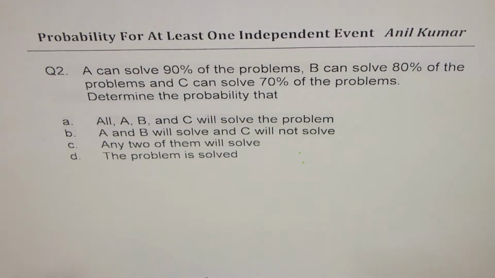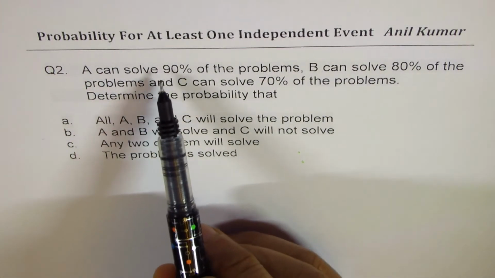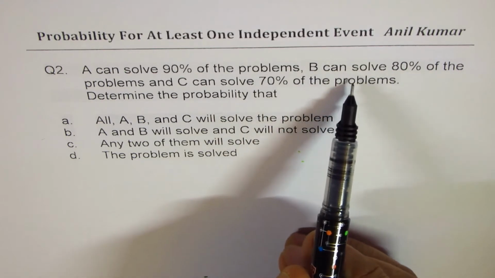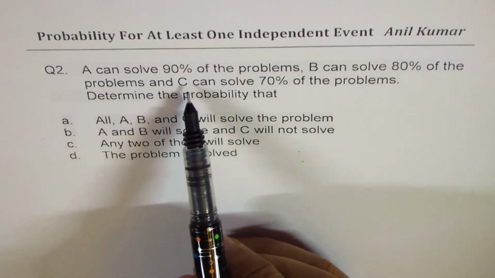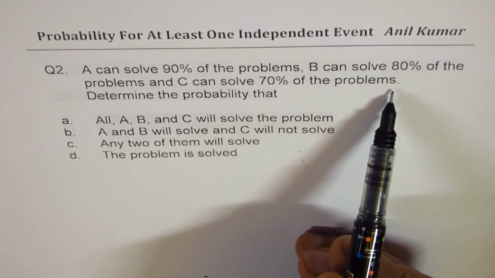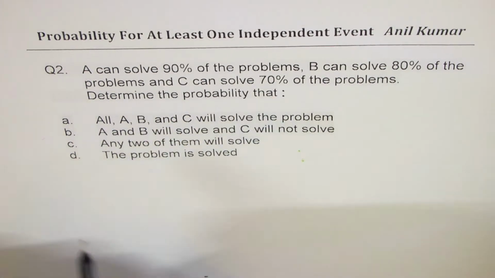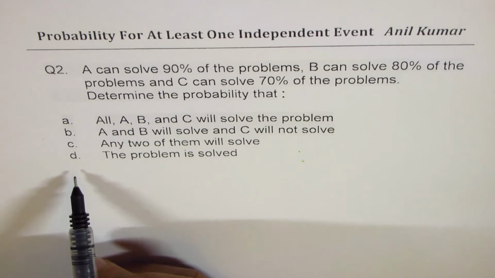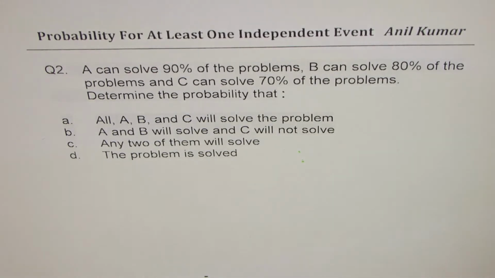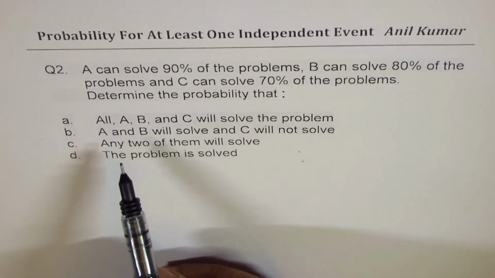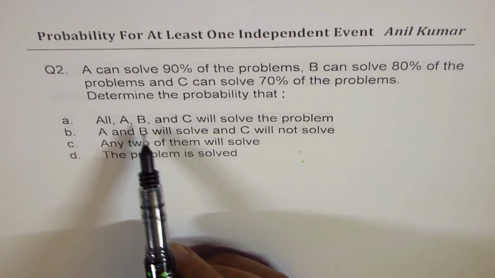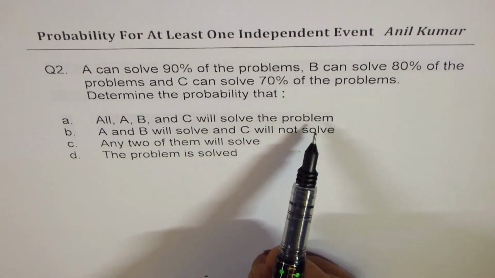Question number 2. A can solve 90% of the problems, B can solve 80% of the problems, and C can solve 70% of the problems. Determine the probability that there are 4 questions. I'd like you to pause the video, copy these questions, try them out. A. All A, B, and C can solve the problem.